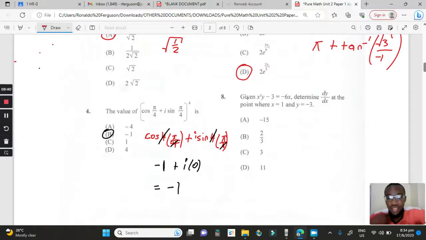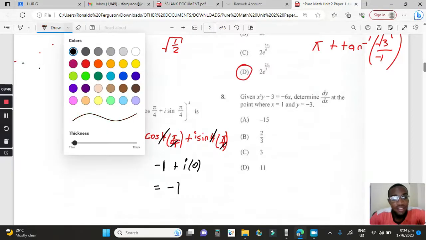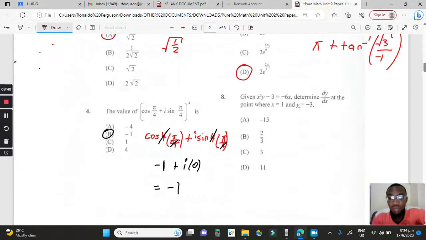This question, given that x cubed y minus 3 is negative 6x, we need to find dy dx. So the first thing is differentiate both sides with respect to x. So we're going to use implicit differentiation, keep the first times the derivative of the second. When you differentiate y, you get dy dx. Minus, keep the second, which is y, times the derivative of the first. When you differentiate x cubed, you get 3x squared. And then when you differentiate the constant, you get 0.